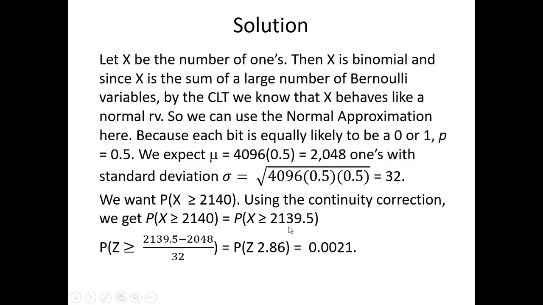Okay, so we can work this out, converting to a standard normal. I get the probability z greater than 2139.5 minus the mean, 2048, over our standard deviation 32. So that's equal to the probability z is greater than or equal to 2.86. And we could work that out, getting a final answer of 0.0021.